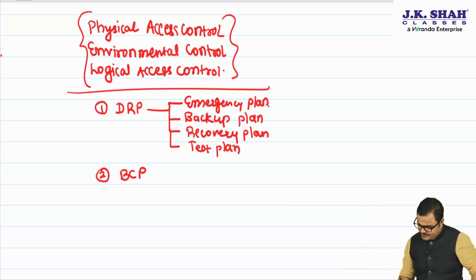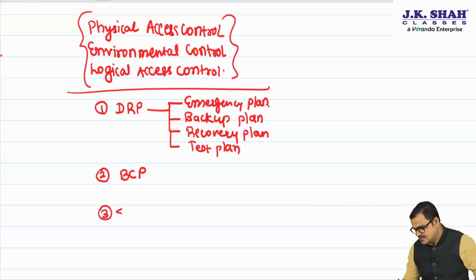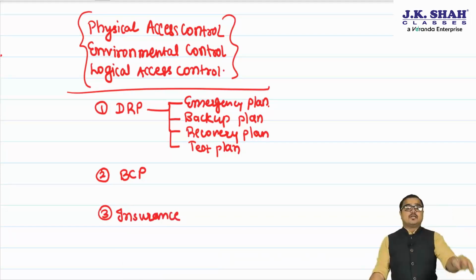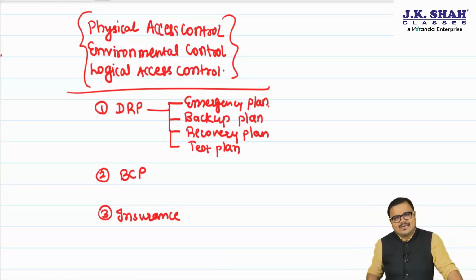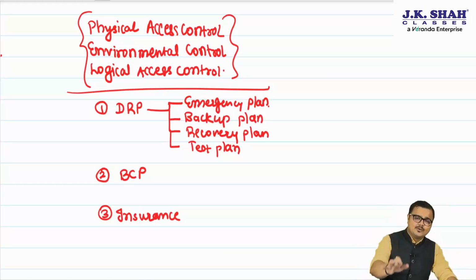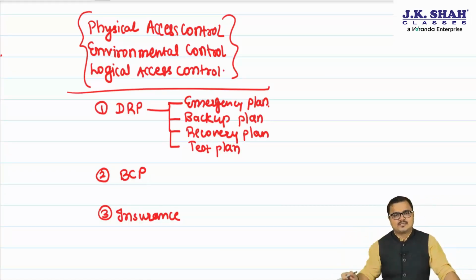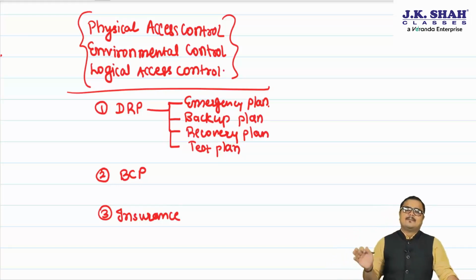And in order to reduce the financial losses, we are supposed to have what? Sir, insurance. Insurance is nothing but an option available to the organization to reduce the risk of financial losses that arise because of any disaster. Do you agree with me?